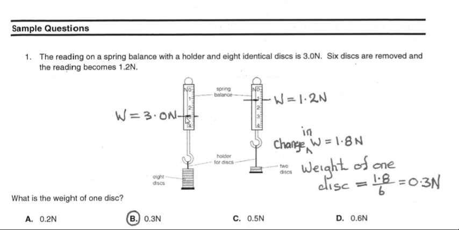So here's the reading with the holder and 8 identical discs, the holder here including the dark bit, and this is just with 2 discs. So here's the weight 3.0 newtons, here's the weight on this one 1.2 newtons, so the change in weight is 1.8 newtons. Therefore the weight of one disc is 1.8 divided by 6 gives 0.3 newtons. So the weight of one disc is 0.3 newtons, B.